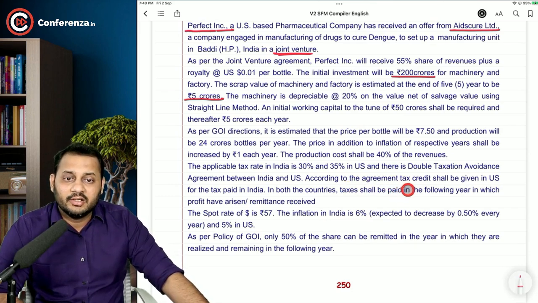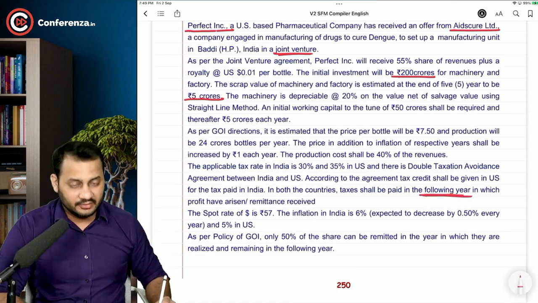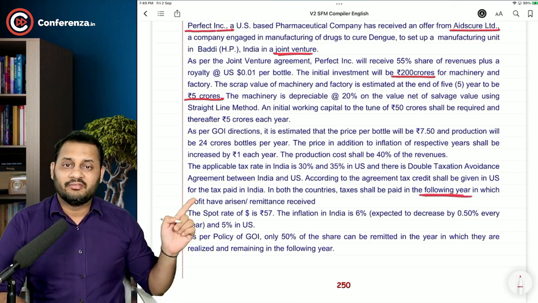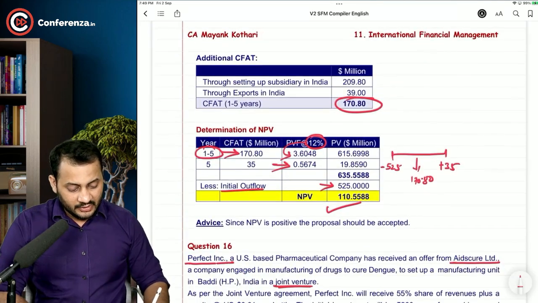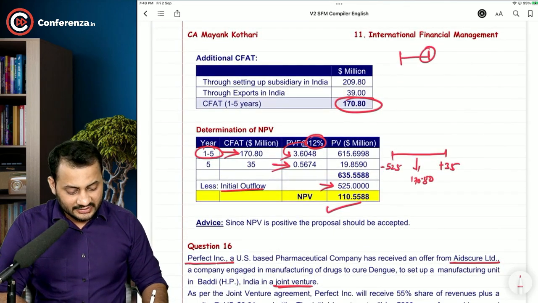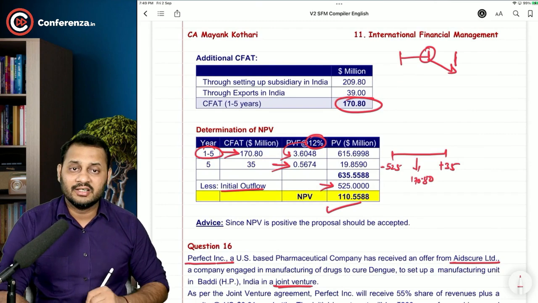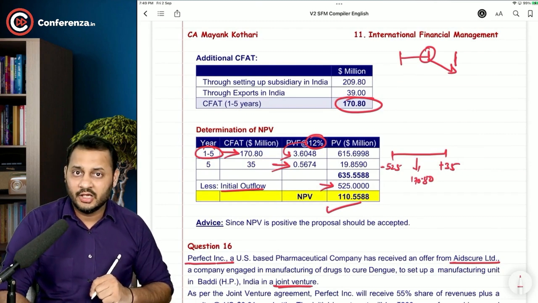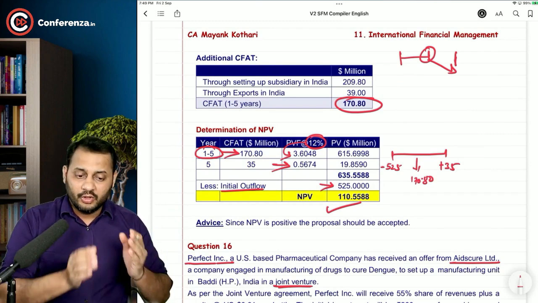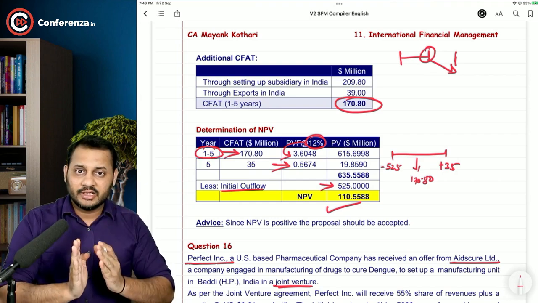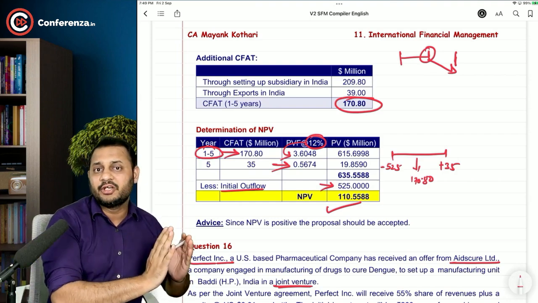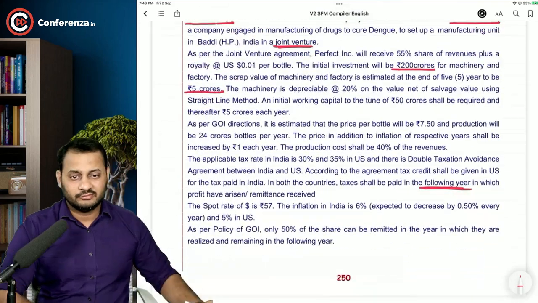According to the agreement, the tax credit shall be given in US for the tax paid in India. In both the countries, taxes shall be paid in the following year. Now, this is another thing. This is going to make everything worse. What will happen? The taxes have to be paid for this year, but the taxes will be paid in the next year. That's what the question is saying. In both the countries. So you will calculate the liability for this year, but the outflow of this year will be shifted to the next year. Bad, very bad.